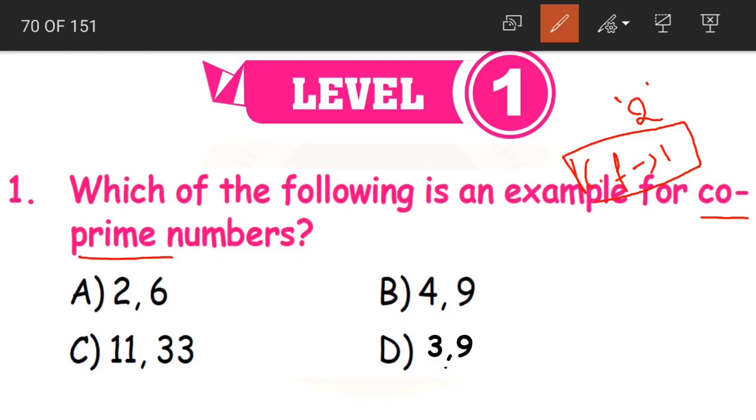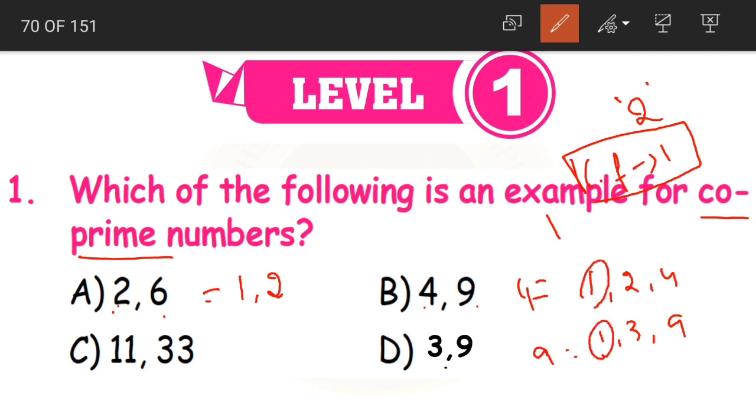Yes, if we look at option A, 2, 6 have 1 and 2 as their common factors. Now B, 4, 9 have only 1 as their common factor. See, the factors of 4 are 1, 2, 4. The factors of 9 are 1, 3 and 9. What are the common factors they share? Only 1 is their common factor. So option B becomes our correct answer.